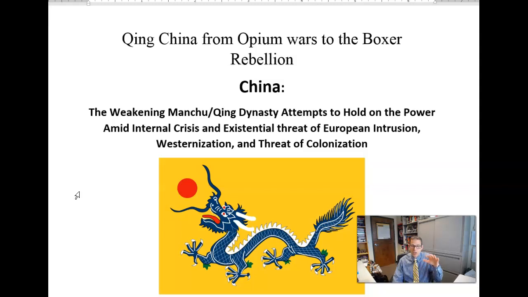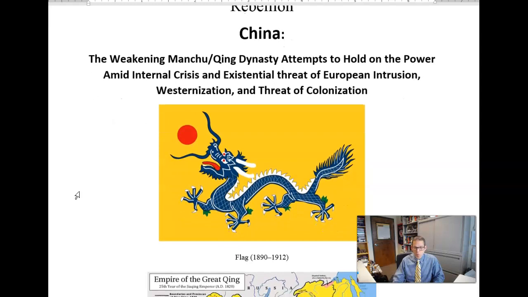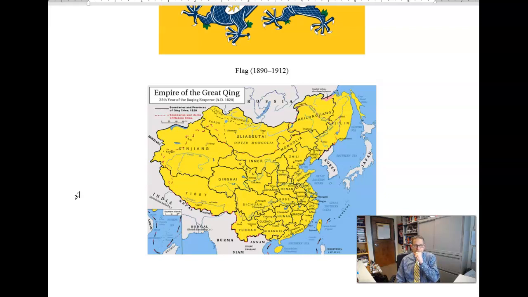So they're both trying to maintain control of China as a foreign occupying force, although they are from Asia. But they also have major challenges coming from the growing power of Westernization in warfare, threats of colonization, all of which they're grappling with. That map shows you the size of the Qing Dynasty China, which is quite large. And you can see, for example, they control Tibet. Now, they didn't actually tightly control Tibet in that time period, but they certainly claim Tibet.